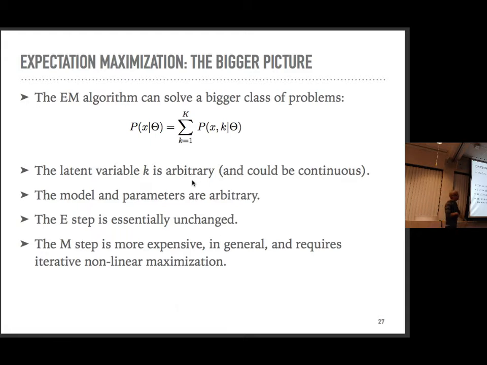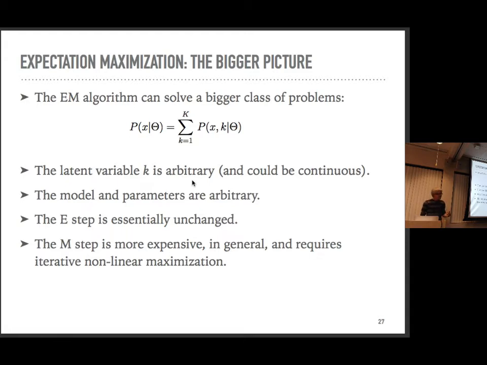The full class of problems that you can solve is any PDF, any probability density function, that you can write as a sum. The first thing in the expression has to be a sum, and that's the only restriction we make. The parameters theta can be anything, and the latent variable can be arbitrary. So whenever you think, oh, it would be really nice if I just measured this thing here, and that would tell me which one of these different probability density functions to use, then you should think about how to turn this into an EM problem.